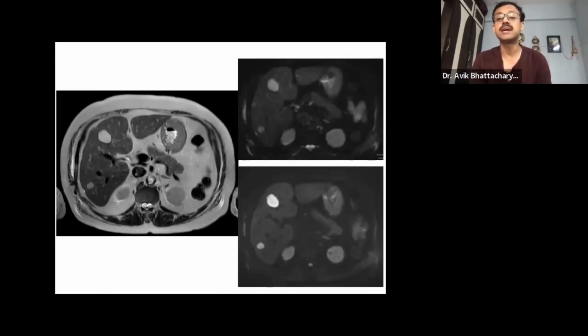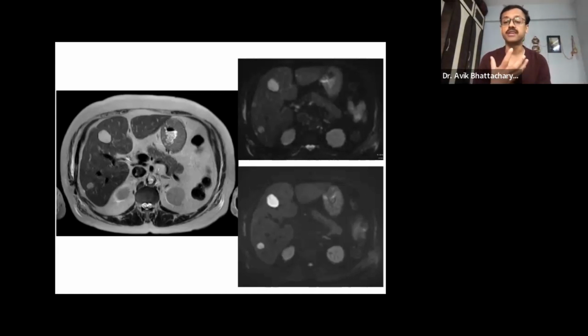But the right-hand images are the diffusion weighted images, where you could see the lesion is diffusion restricted. It is much brighter than the rest of the liver parenchyma. If a lesion inside our body is diffusion restricted, the differentials are very few. Here in this particular case, this is a liver abscess.